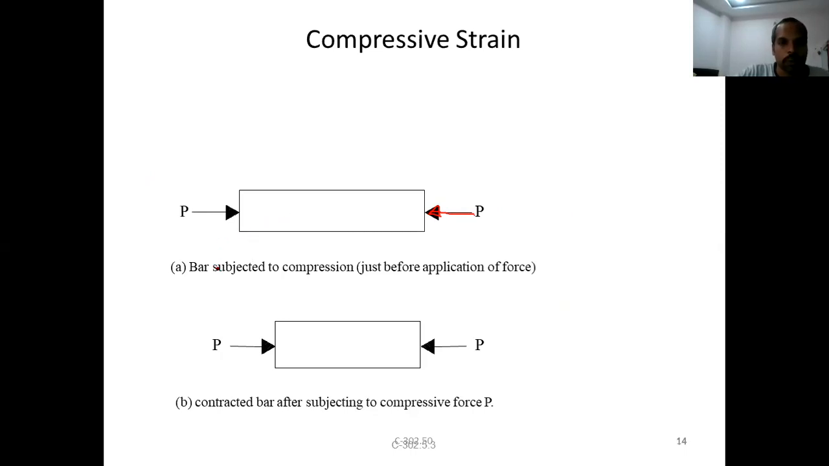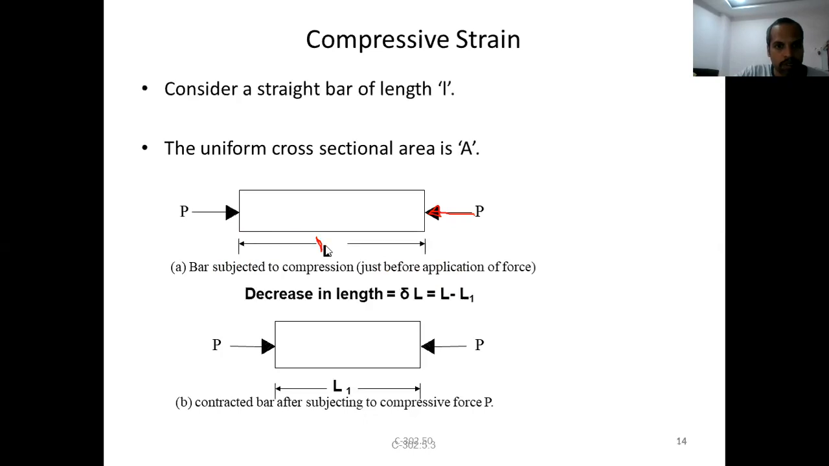So the bar is subject to compression just before application of force. Let us say the initial length is L. Due to this force, what happens? Both are pushing the member, so it contracts. Because of this push, the member contracts, and let us say that the final length is L1.